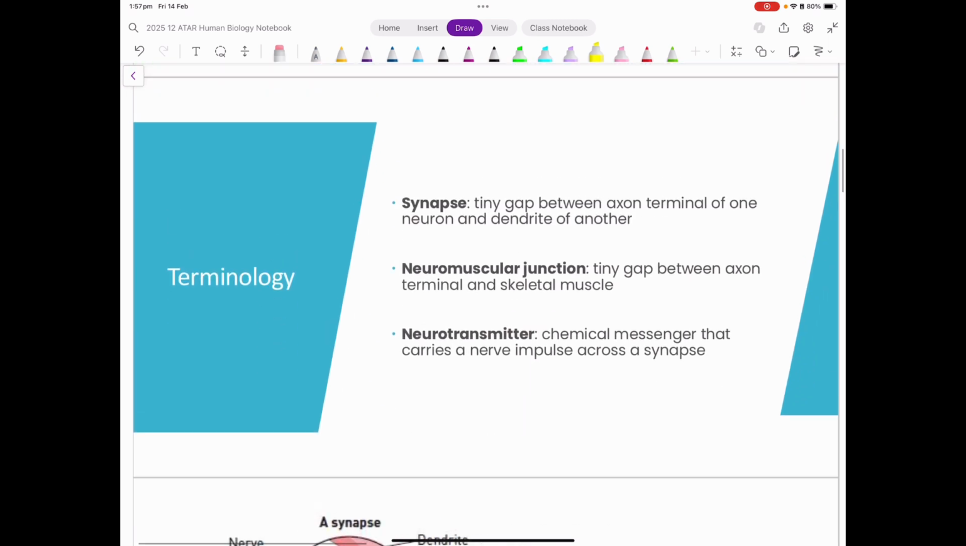So let's start with some key definitions for today. Firstly, again, that word, synapse. A synapse, very simply, is a gap between the axon terminal of one neuron and the dendrite of another. This is very similar to a neuromuscular junction.